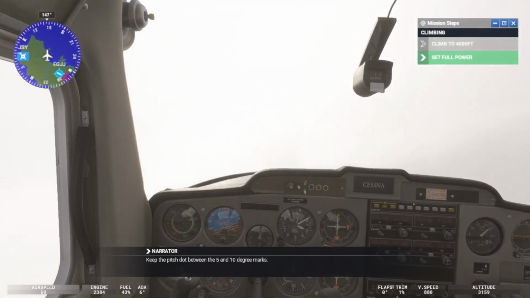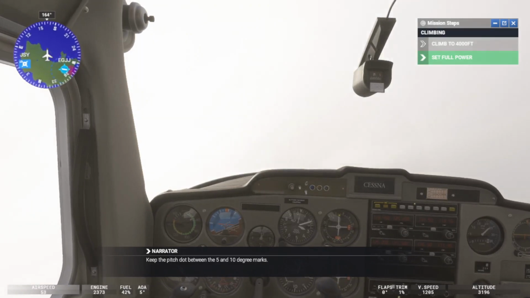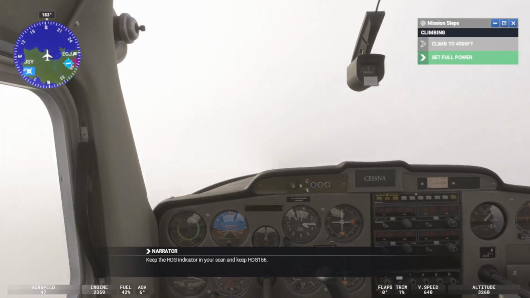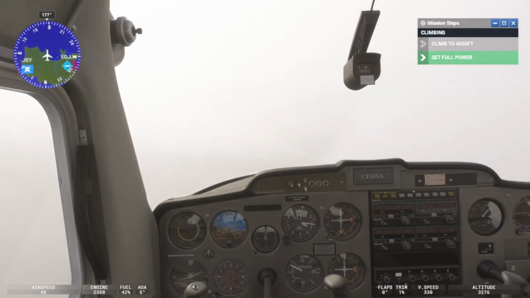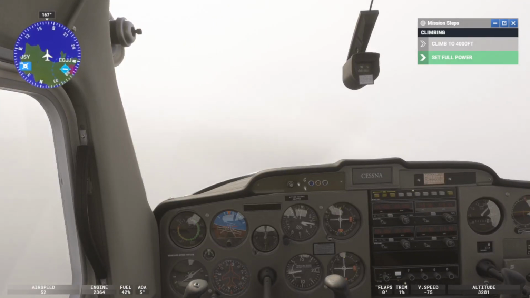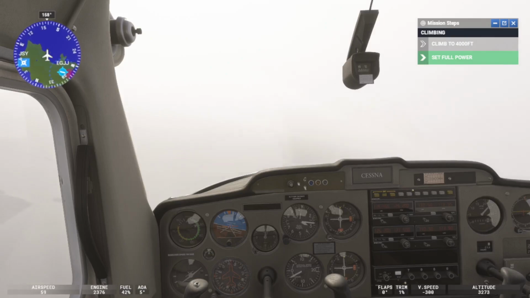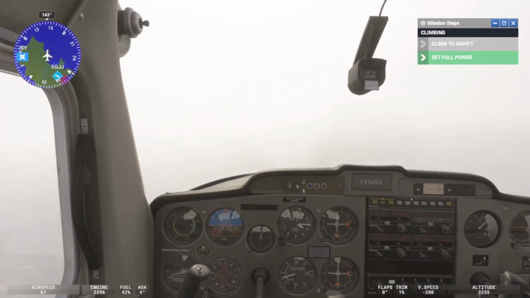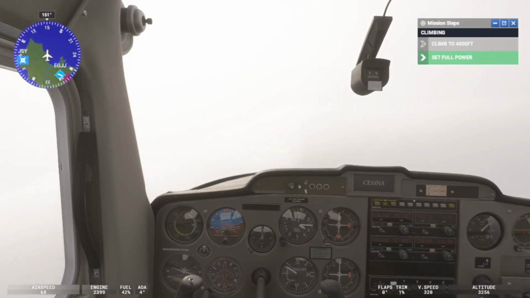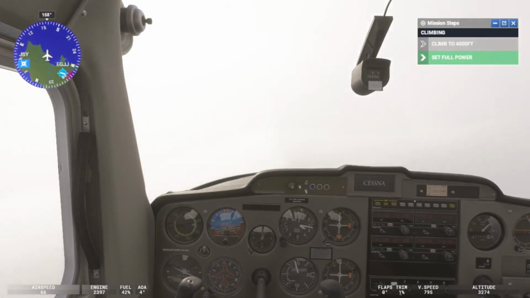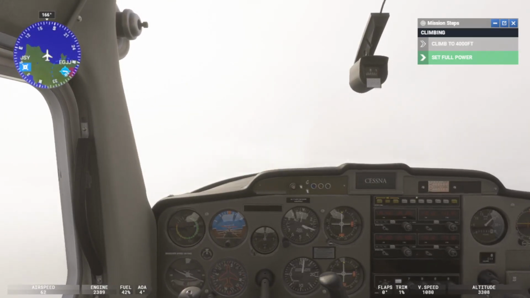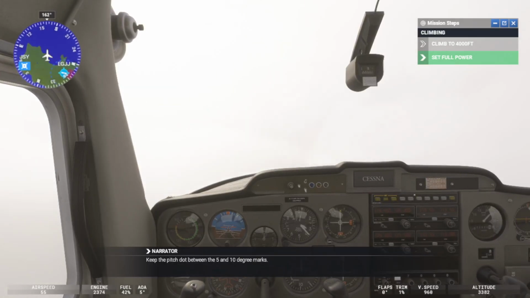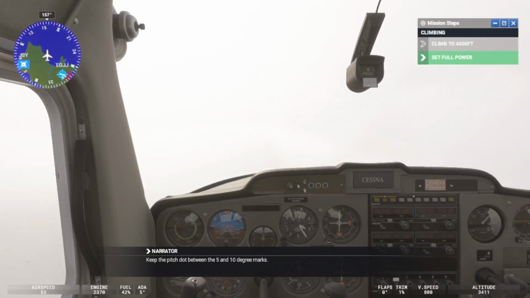Keep the pitch dot between the 5 and 10 degree marks. Keep the heading indicator in your scan and keep heading 156.